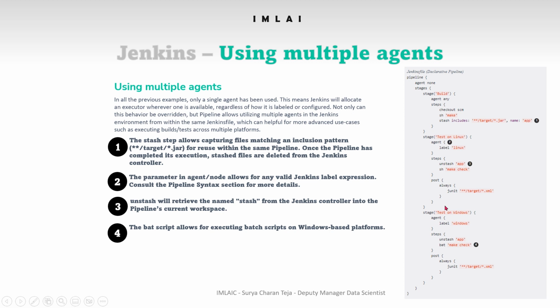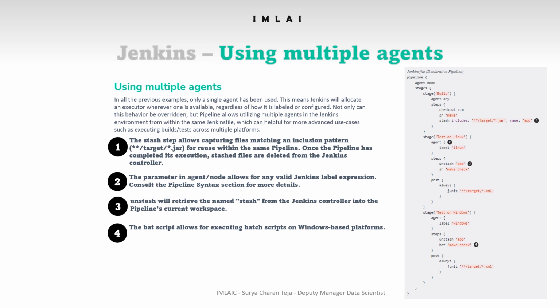Then we have the fourth step. Here we have used bat. The bat step allows for executing bat scripts on Windows-based platforms. So this is how we can use multiple agents with Jenkins, and we can have one Jenkins controller and use the remaining as other agents or nodes.